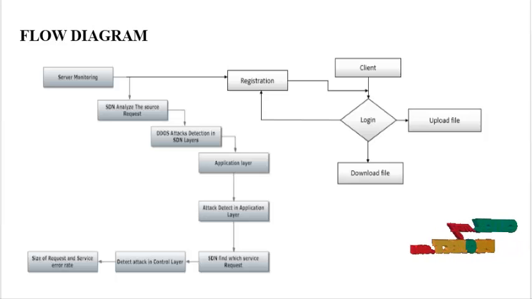The server does two processes: IP request checking and server monitoring. Server monitoring means the server monitors all fields of the process. First, we analyze the SDN source requests. The SDN request is split into TCP and UDP requests. Then we do DDoS attack detection in the SDN layer and in the application layer. We detect the attack in this layer, then SDN finds which service request got attacked, and next we detect the attack in the control layer, and then we detect the request size and service error rate.